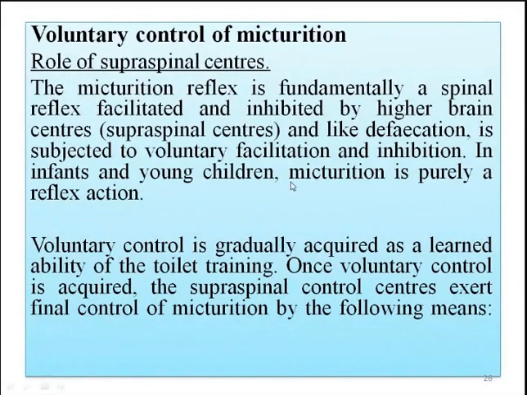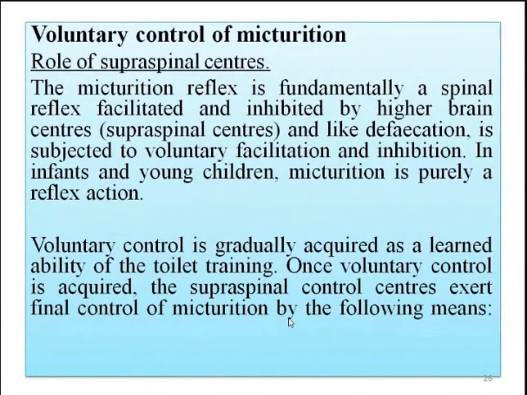In infants and young children, micturition is purely a reflex action. So whenever the urinary bladder is filled with urine, there is automatic micturition. But after an age, suppose 3 or 4 years, the voluntary control gradually appears. The voluntary control is gradually acquired as a learned ability of toilet training.